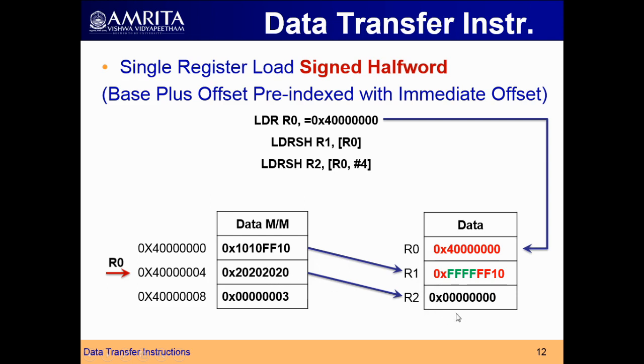But here what you will be getting? You will be getting 2020, that is half-word, and remaining bits will be zeros. Why the remaining bit is 0? Here also you have performed sign extension. But why it is 0?